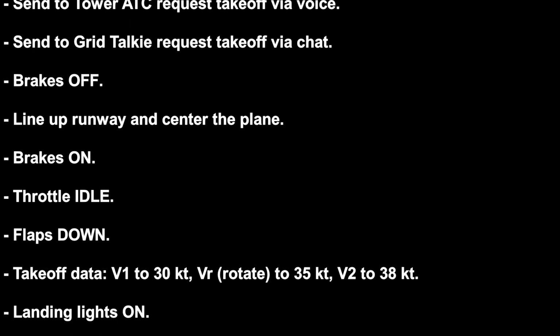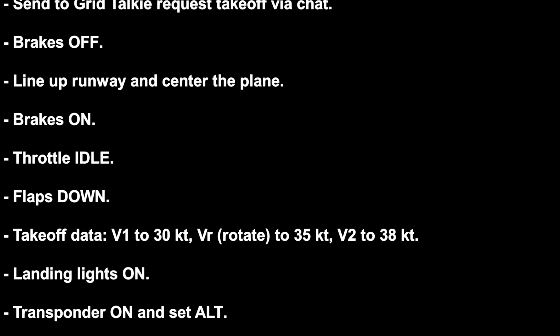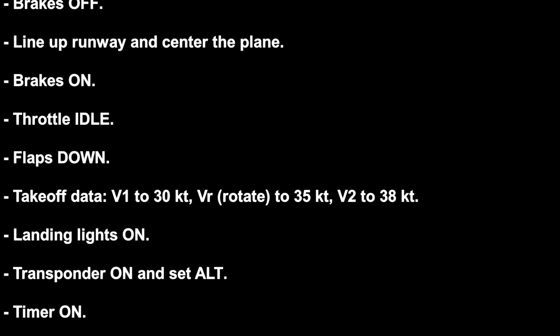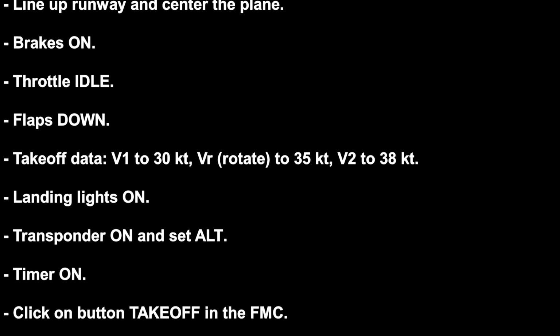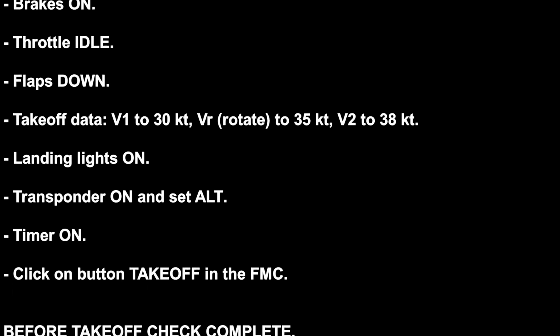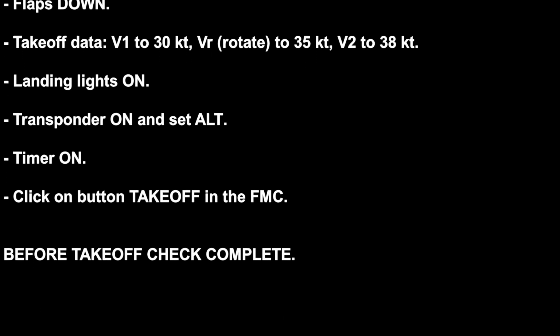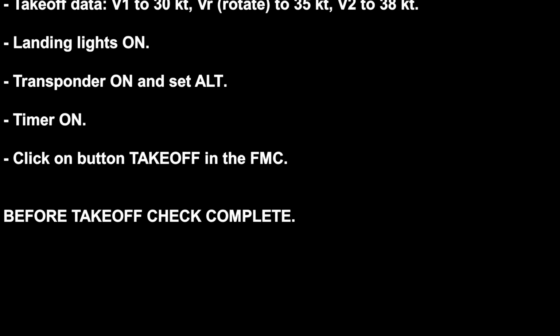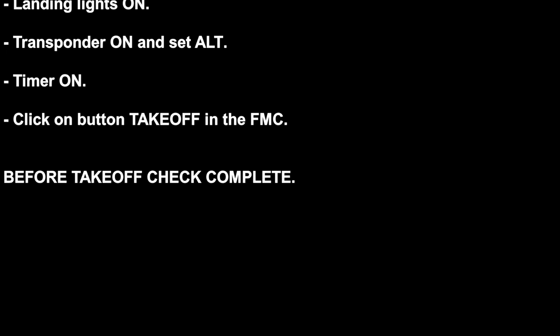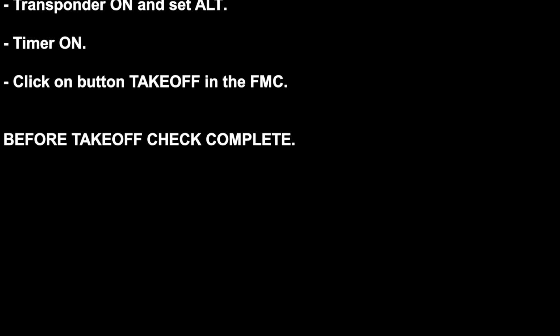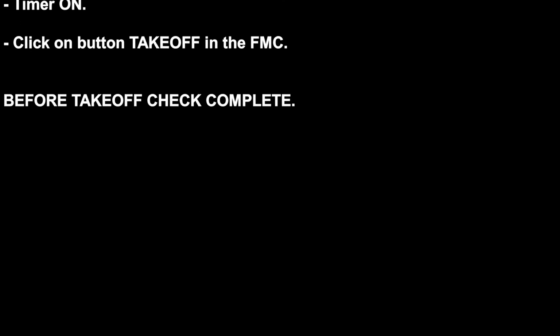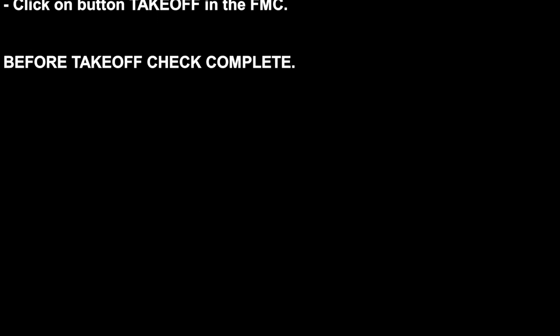Brakes on. Throttle idle. Flaps down. Takeoff data, V1 to 30 kT, VR, rotate, to 35 kT, V2 to 38 kT. Landing lights on. Transponder on, and set Alt. Timer on. Click on button takeoff in the FMC. Before takeoff check complete.